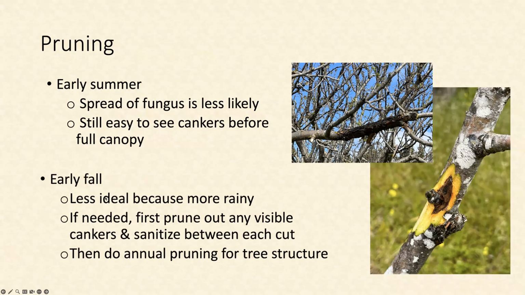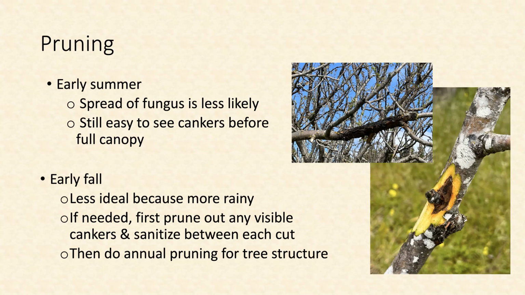However, you can also prune out these cankers in the fall. It's less ideal because, as we've already seen, it rains, and that will encourage the spread of disease. But if needed, you could prune out any visible cankers first in the fall and sanitize between each cut, and then do your annual pruning for tree architecture after you remove all of that diseased tissue. So this is one approach that an advisor up in Humboldt County suggests for this disease.